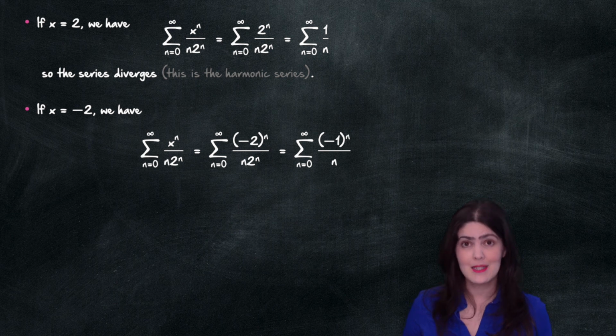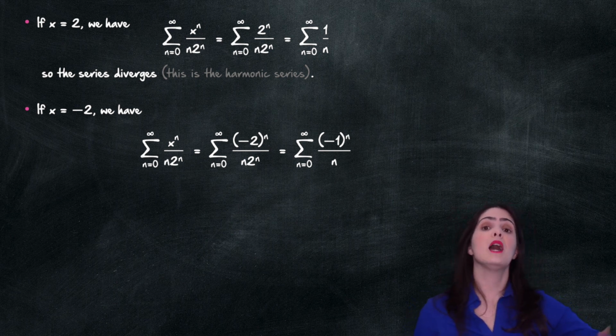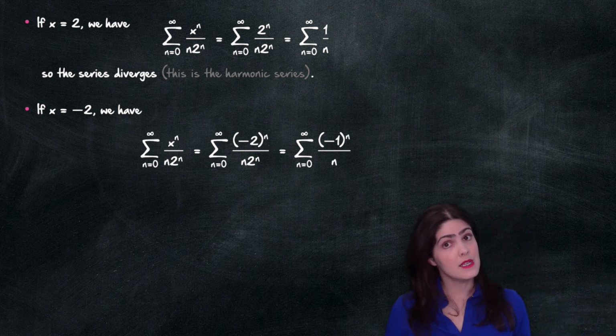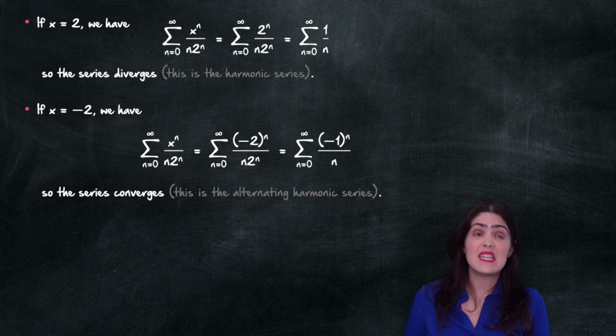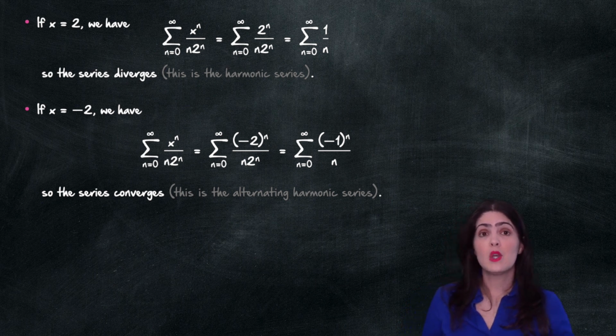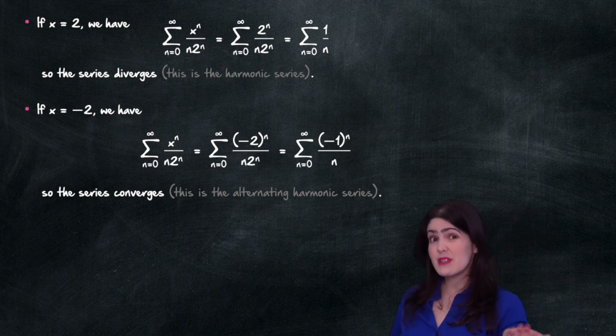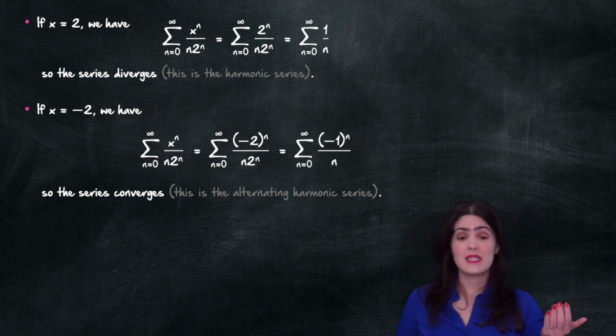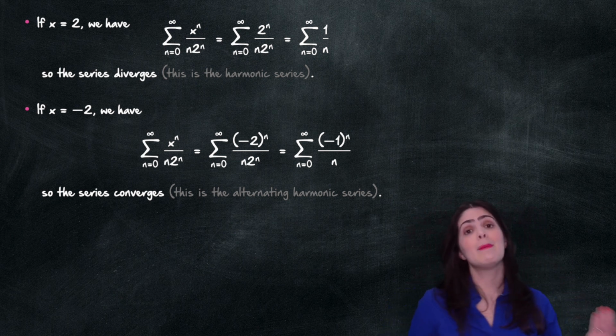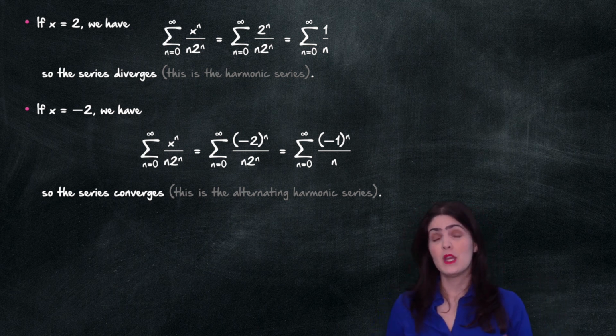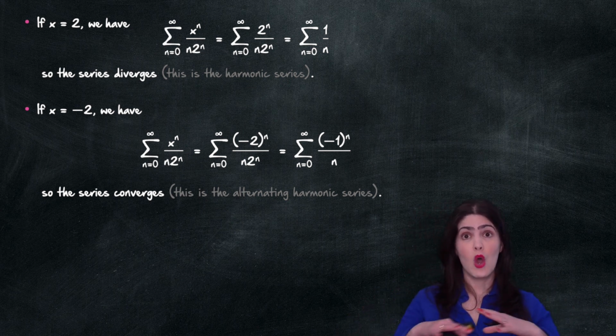This one has to look familiar, right? Yes, you're correct. This is the alternating harmonic series, and we know that this series converges. So we have that for x equals 2, my power series diverges. For x equals negative 2, my power series converges. So now I just need to put all the pieces together.